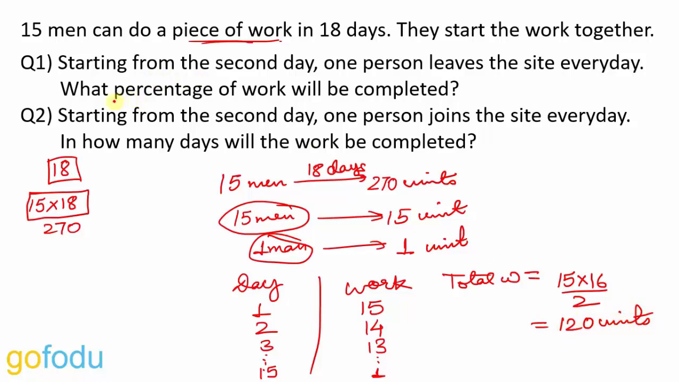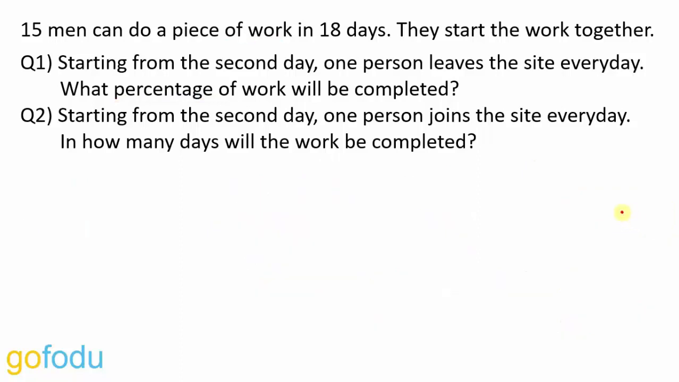We are asked what percent of work will be completed. So 120 units out of total 270 units will be how much percent? This will come out to be 44.44%. Now moving on to the second part of this question.